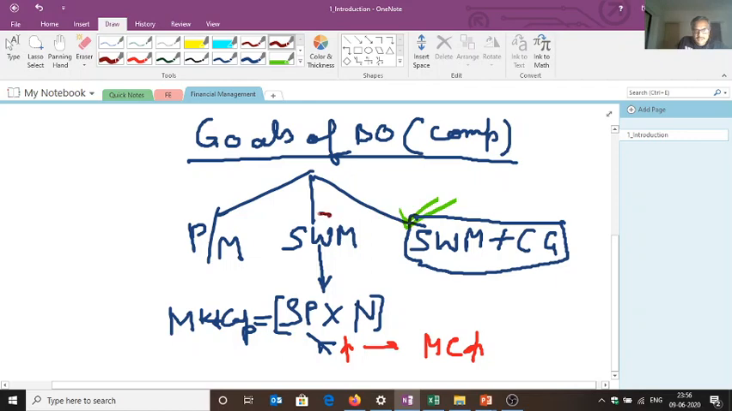Because if I just look at this, shareholders' wealth maximization is a narrower concept. This is the most narrow concept. It is no more valid. This is valid but partially. Rather, this is something which we pay attention to: shareholders' wealth maximization with corporate governance.